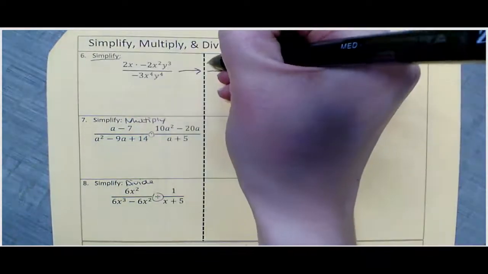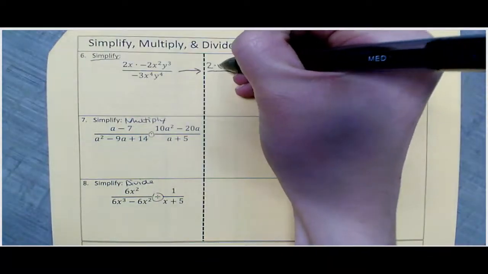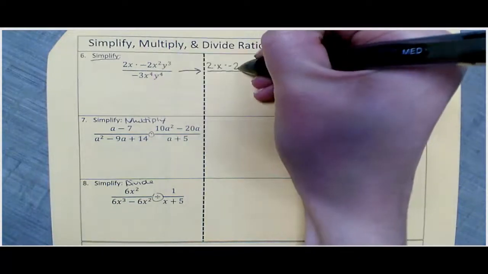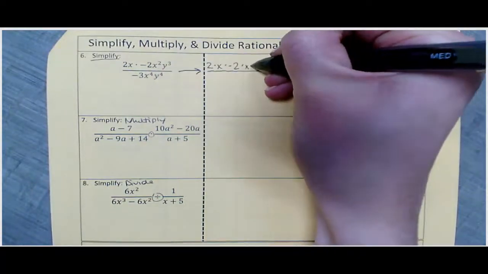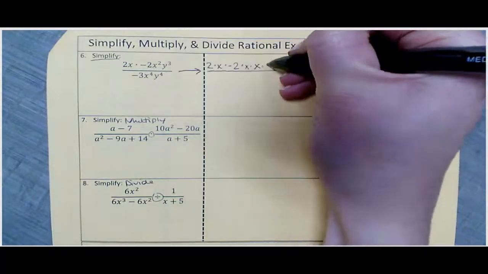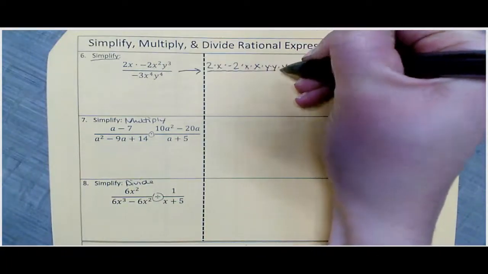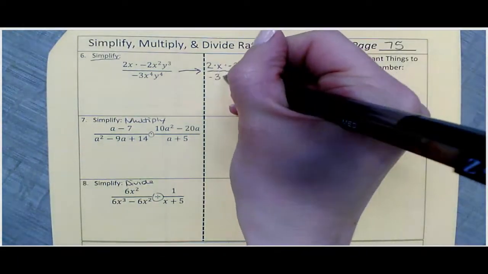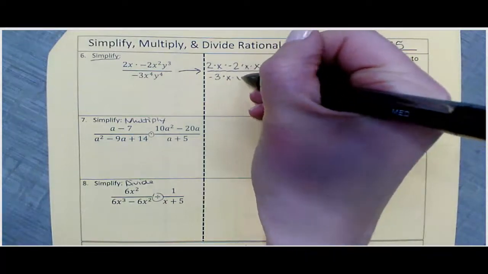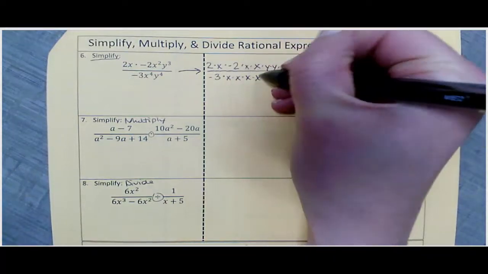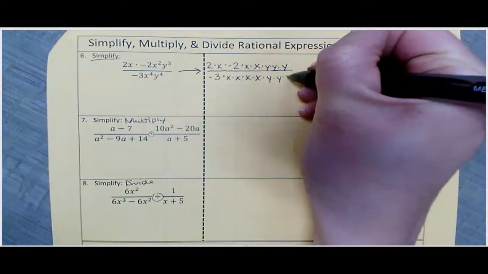So this is a 2 times an x times a negative 2 times x squared, so x times x, and then y cubed. So that's all my pieces on the top. And then on the bottom I have negative 3 times x to the power of 4, so x times x times x times x. And then y to the power of 4, y times y times y times y. So I'm going to get a different color marker so that you can see what it is that I'm canceling out.